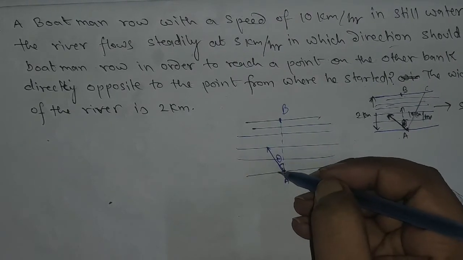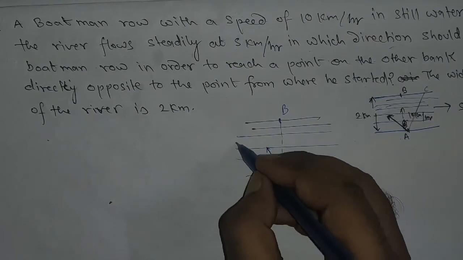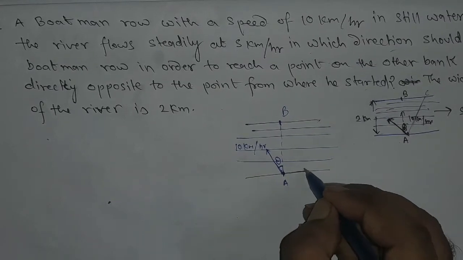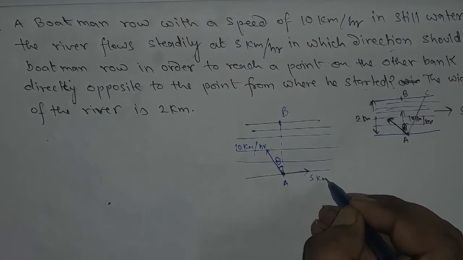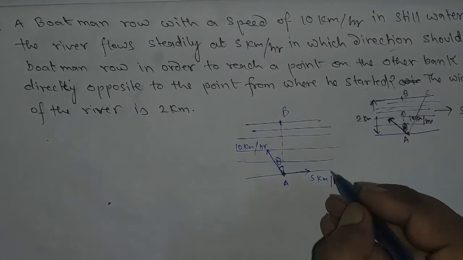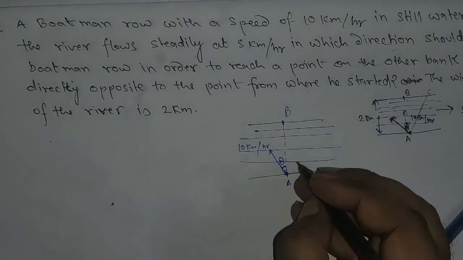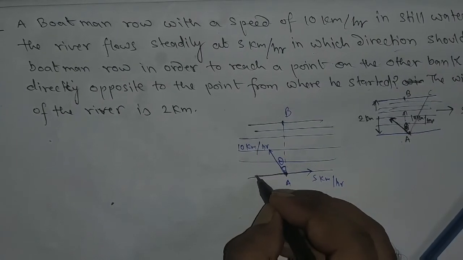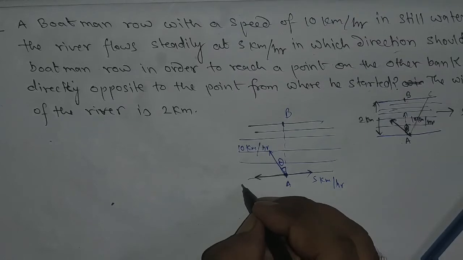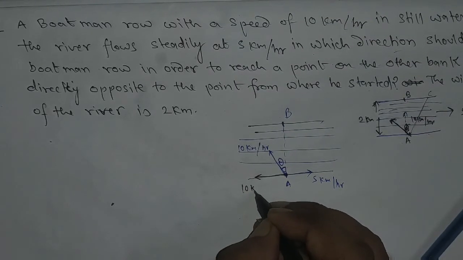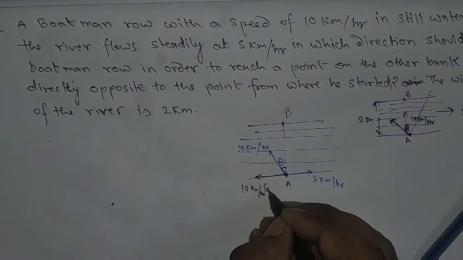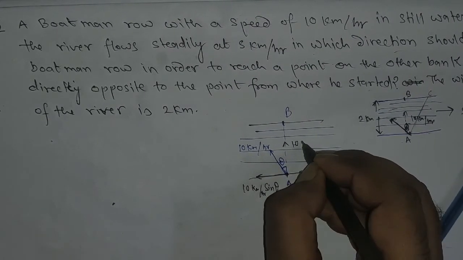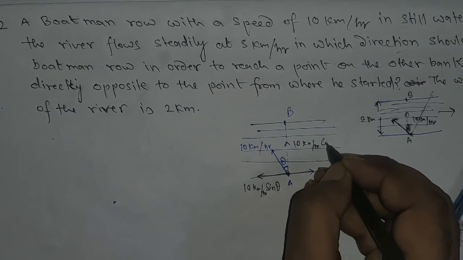Okay students, so what is his speed? Here his speed is 10 km per hour, and the speed of the river in this direction is 5 km per hour. So students, see here, we will resolve this velocity into two components. Horizontal component, that will be 10 km per hour sin theta, and this will be 10 km per hour cos theta.